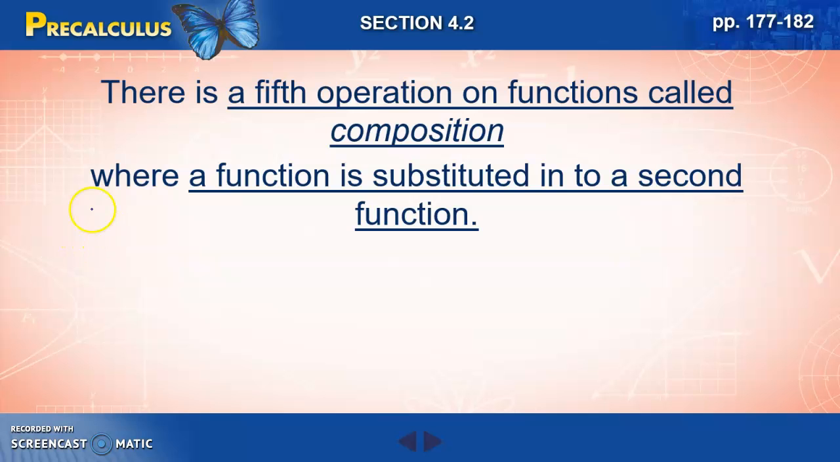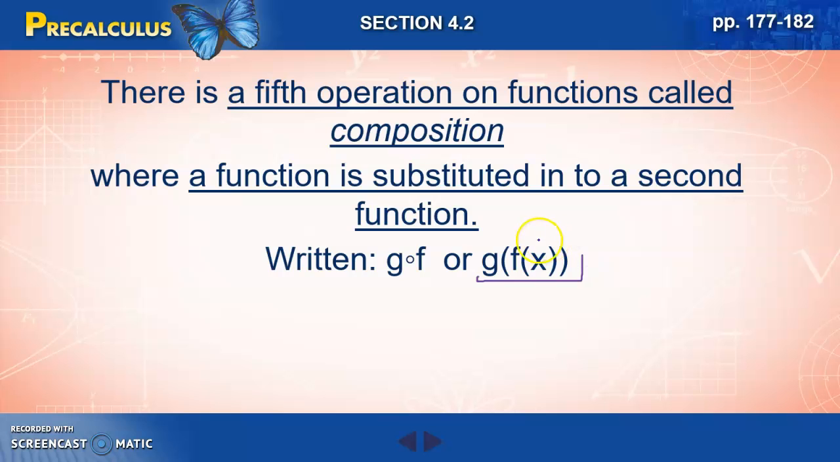inside the other. So in a composition, you're taking one function and you're substituting it into another function. The notation looks like this: g with this little circle f, which is read as the composite of g with f, or it'll be written like this. You can see we've taken this f function and we've substituted it into the g function, and this is read as g composed with f.